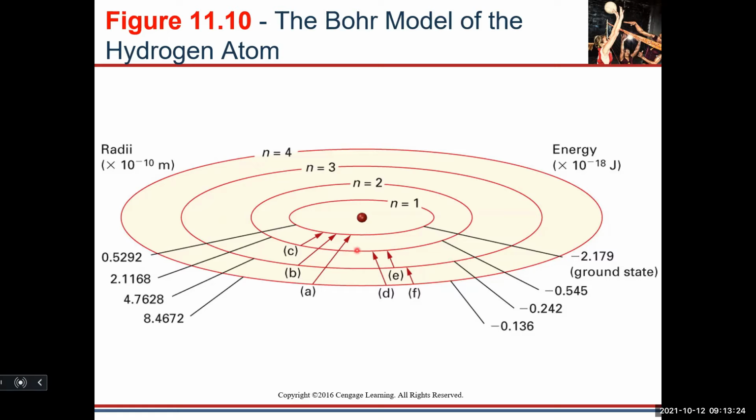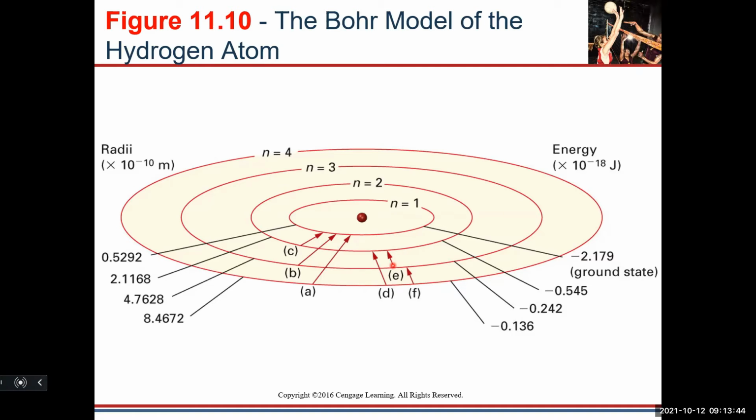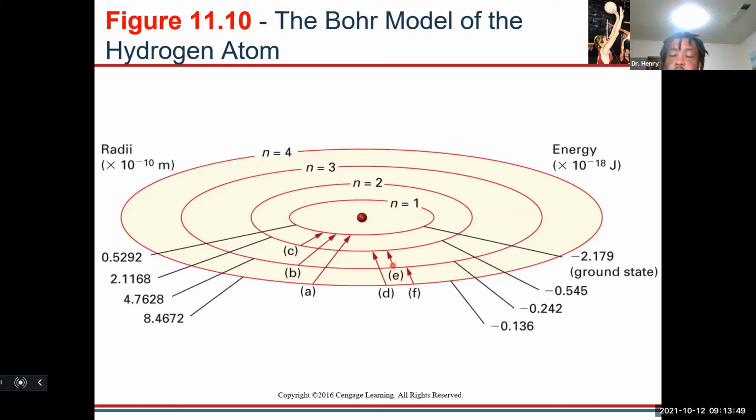Now, again, this worked beautifully for the hydrogen atom. Why do you think it worked beautifully for the hydrogen atom? I'll take a guess. How many electrons does hydrogen have? It only has one. It only has one electron, right? It's really easy to do anything with one electron.